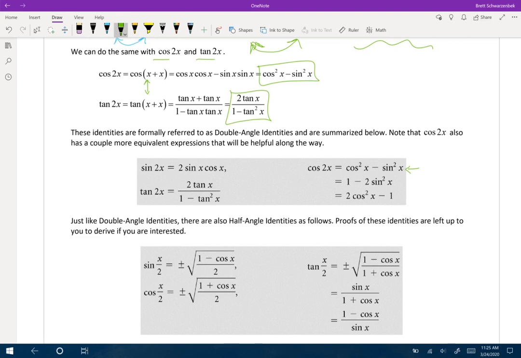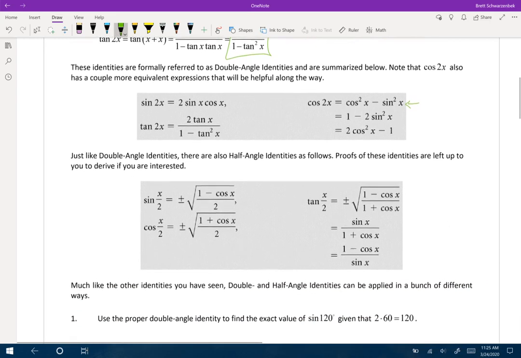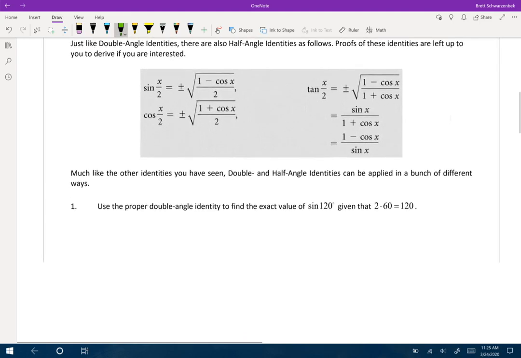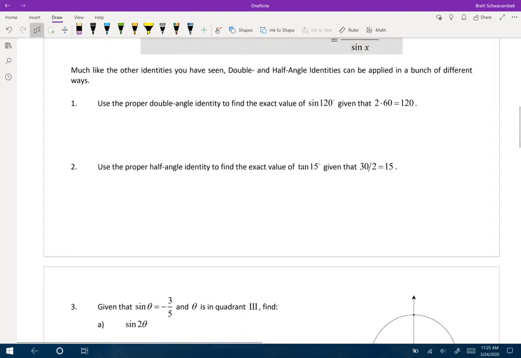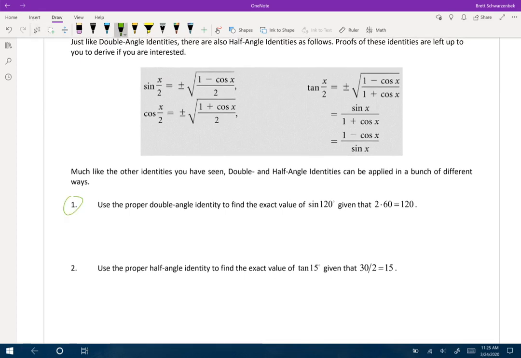So the big thing is we'll be applying this in examples. So what's the best way to do so? Why don't we just do an example of this one right off the bat here? If you look at number 1, it says use a proper double angle identity to find the exact value of sine 120, given that 2 times 60 is 120. Okay, so if we went down here, it said let's find the sine of 120 degrees. We know that that's the same as this, the sine of 2 times 60.